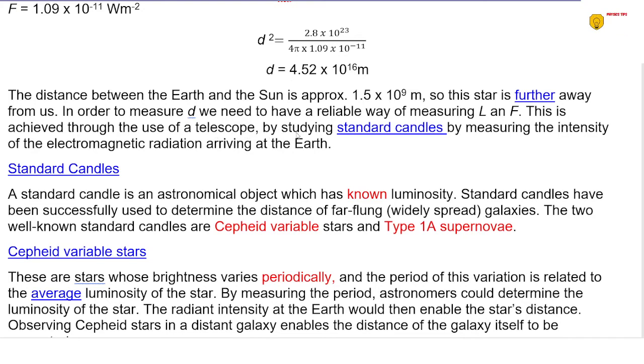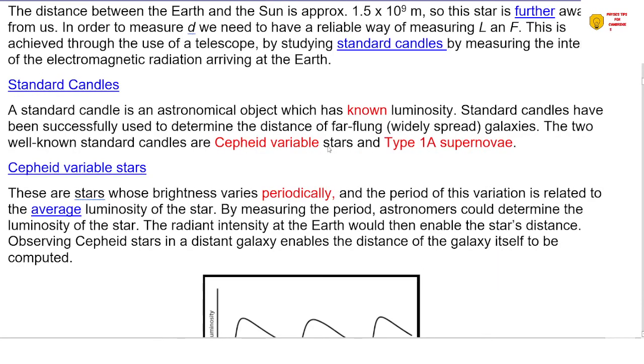We can also find the distance by using standard candles. That is measuring the intensity of electromagnetic radiation of these standard candles that arrives at the Earth. Now, a standard candle is an astronomical object which has known luminosity. Standard candles have been successfully used to determine the distance of widely spread or far-flung galaxies. There are two well-known standard candles: the Cepheid Variable and the Type 1a Supernovae.